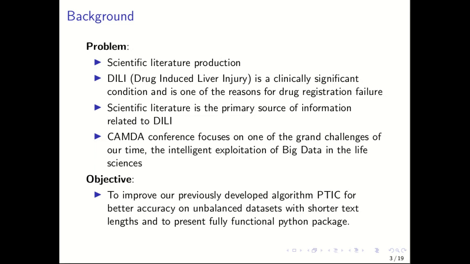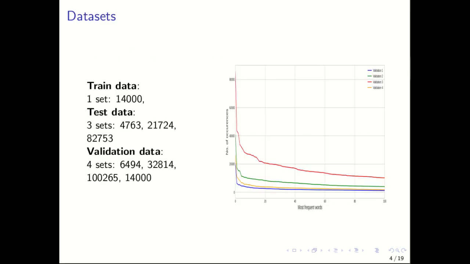Thus, we took part in the CAMDA challenge that provides biomedical publications created by FDA experts on DILI to build a classification tool. The CAMDA committee and FDA provided a training dataset with 14,000 DILI-related papers equally divided into positive and negative examples. It also provided test and validation datasets that are unbalanced to different degrees, including more and more true negatives to reflect the difficulty of the real-world task.